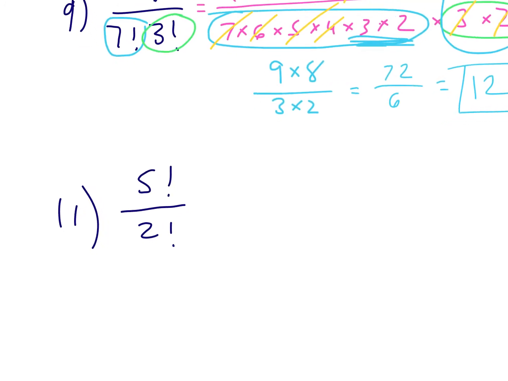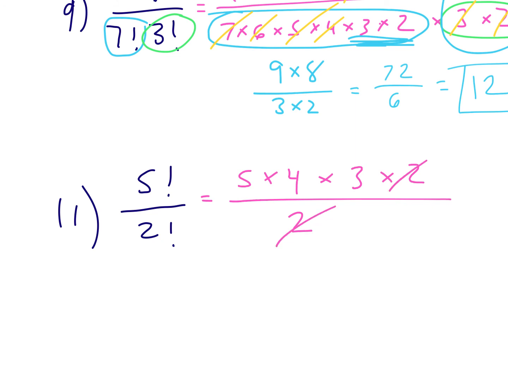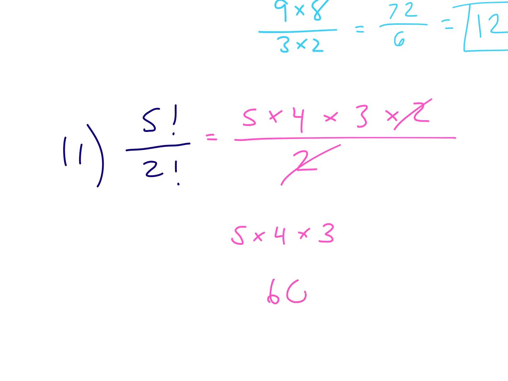All right, last one, let's do 11. What's going to be on the top? What is 5 factorial? 5 times 4 times 3 times 2. What goes on the bottom? 2. So it would be like 2 times 1, but 1 times 2 is just 2. So anything cancel? The 2s. So what am I left with? 5 times 4 times 3. And what's 5 times 4 times 3? 60.